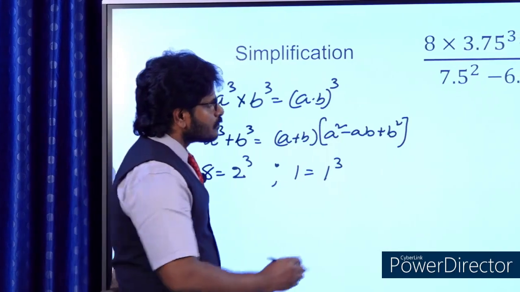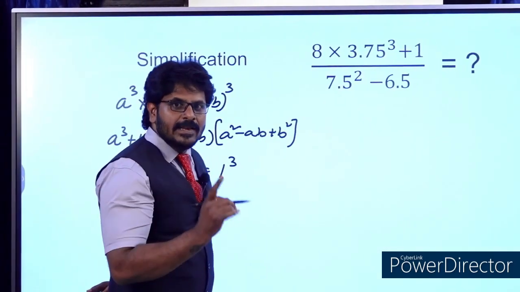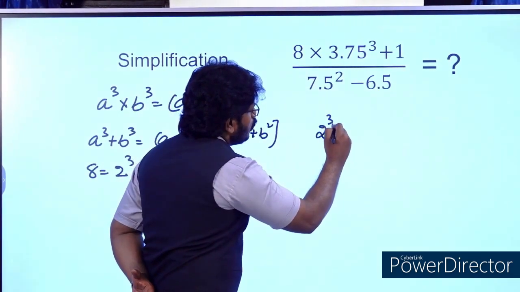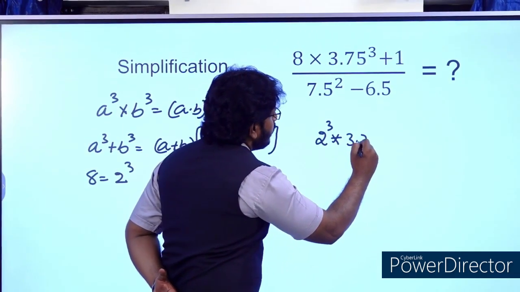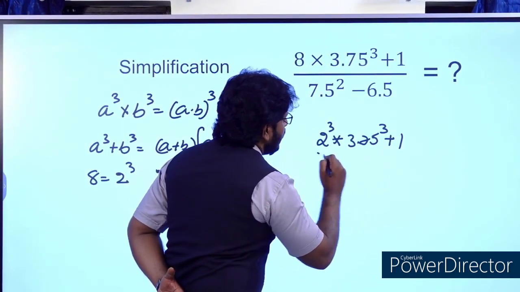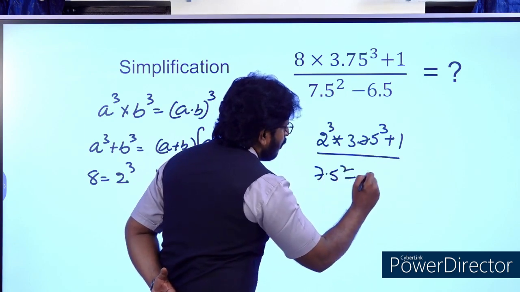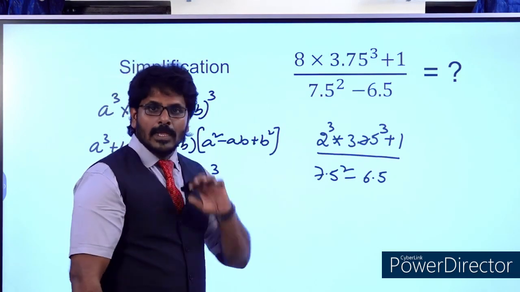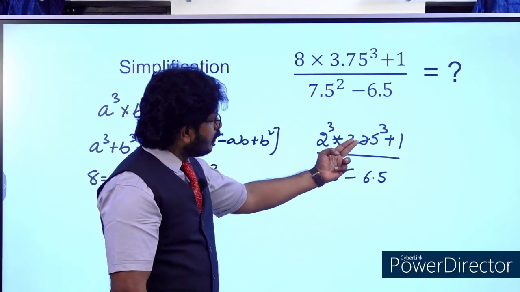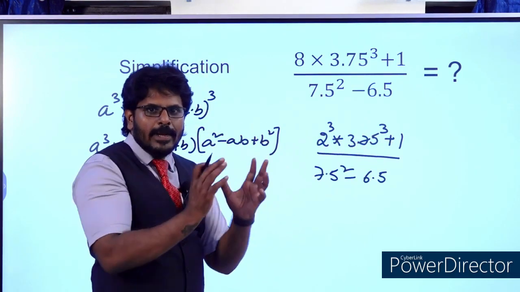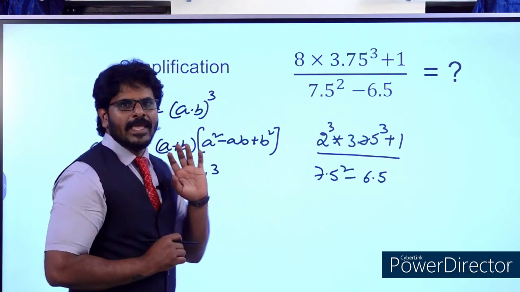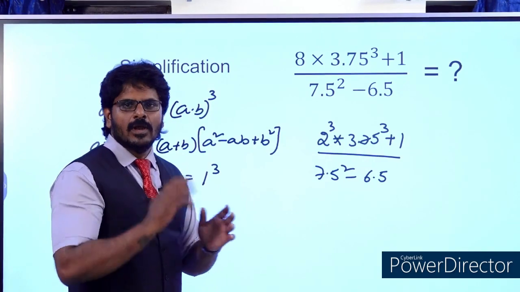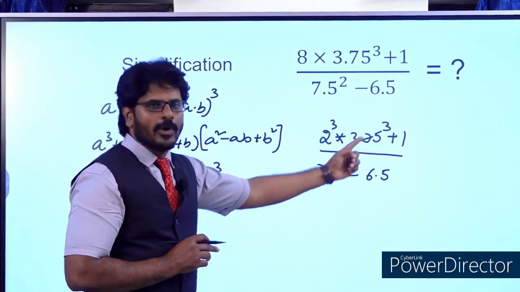Let us see how. So now I am replacing 8. To replace 8, we can replace with 2 cube. So I am rewriting the question now. This is 2 cube into 3.75 cube plus 1 divided by 7.5 square minus 6.5. So in the question what I did is I am rewriting 8 with 2 cube. Now what format is it in? 2 cube into 3.75 cube. It is in a cube into b cube format. What can we write? a into b whole cube. So here the value of a is 2 and the value of b is 3.75. Now we can rewrite this as 2 into 3.75 whole cube.